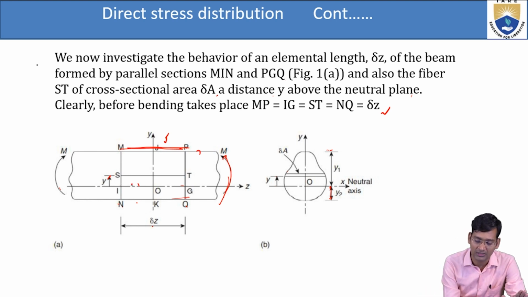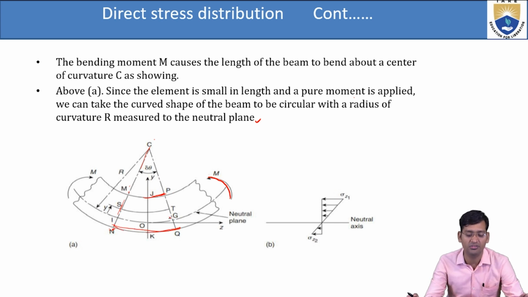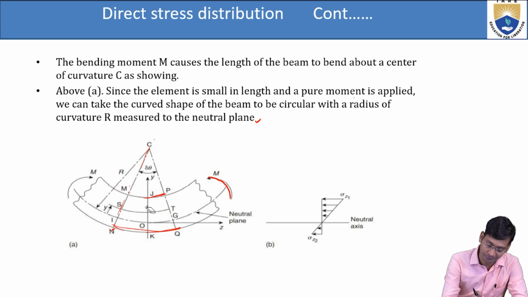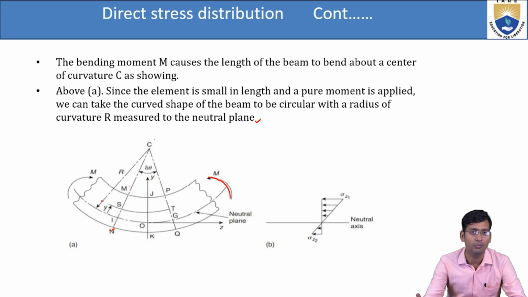Same case here, this IG will not get compressed or elongated, so this is our neutral plane. Now just see here, you can see MP will get compressed and its size is reduced, and NQ got elongated, but still IG, if you measure, remains the same, and that's why it is the neutral plane. Now what we assume is that the radius of curvature from the neutral plane is R.